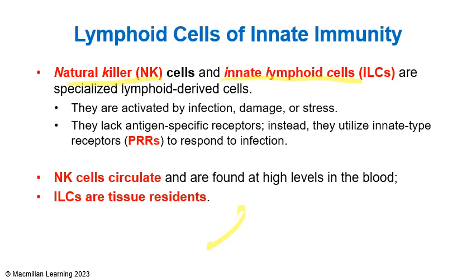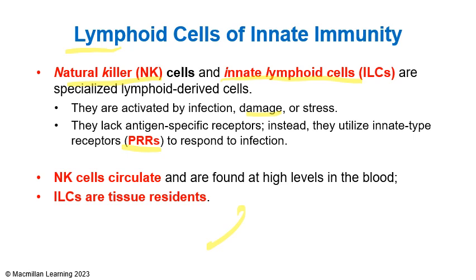Now, those guys, yeah, they are lymphoid lineage, right? But they have on their surface specific pattern recognition receptors, and that is a characteristic of your innate immune system. What are they going to recognize? They're going to recognize pathogens as well as damaged cells or even stressed out cells.